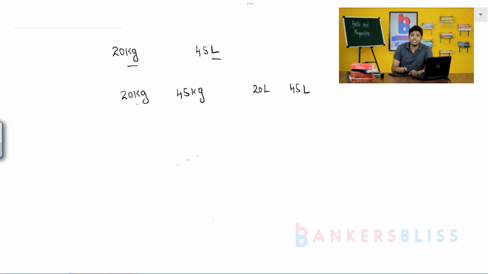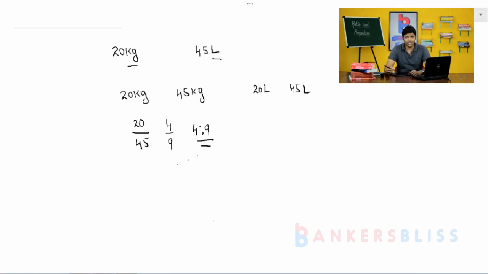Now, 20 kg and 45 kg. What is the ratio? Ratio is nothing but a fraction. So, 20 by 45: 5 fours are 20, 5 nines are 45, therefore the ratio is 4:9. So, ratio means comparison of two quantities.